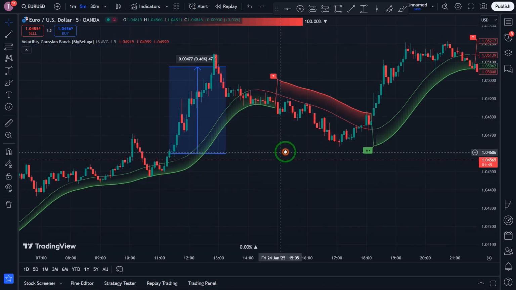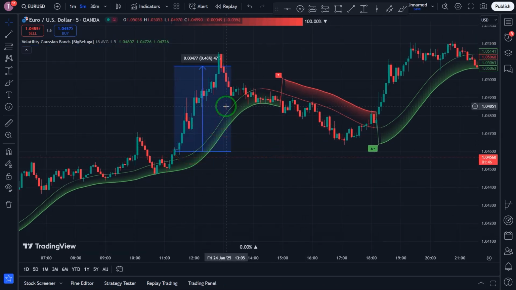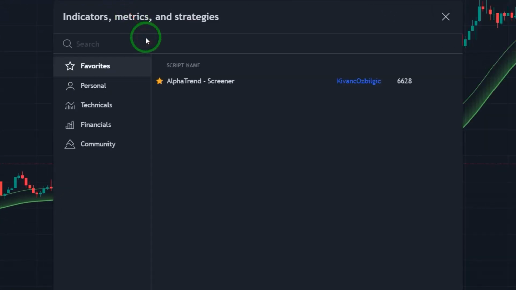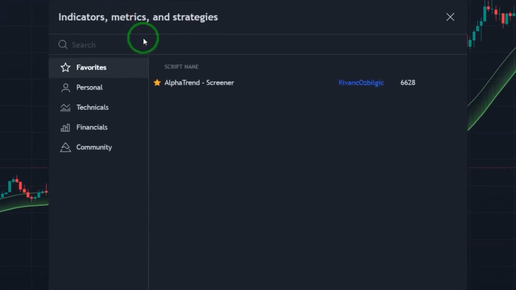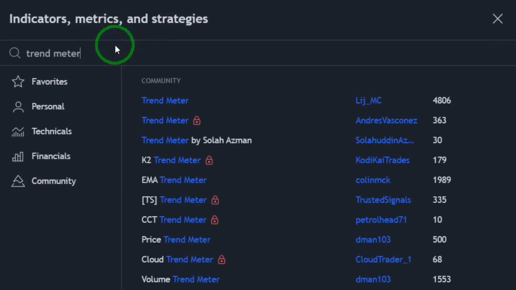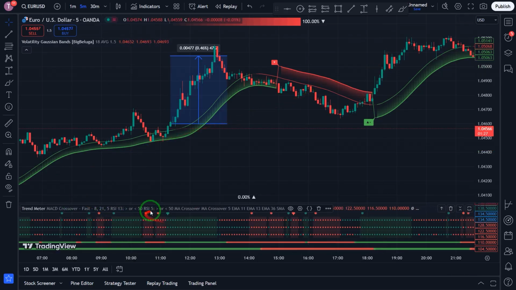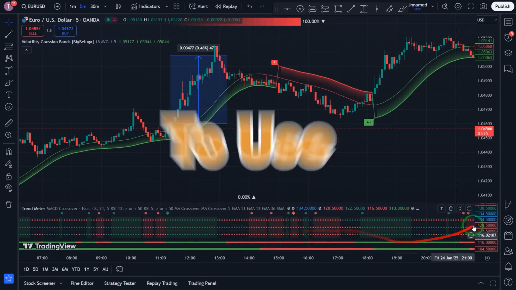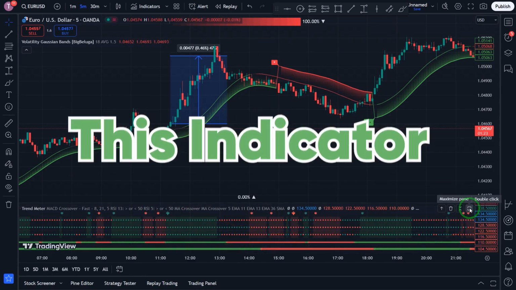After this, we need to add the second indicator to the chart. For this, go back to the indicators section and search for trend meter. When you find it, click on it to add it to your chart. Now, before entering its settings, you should know how to use this indicator.